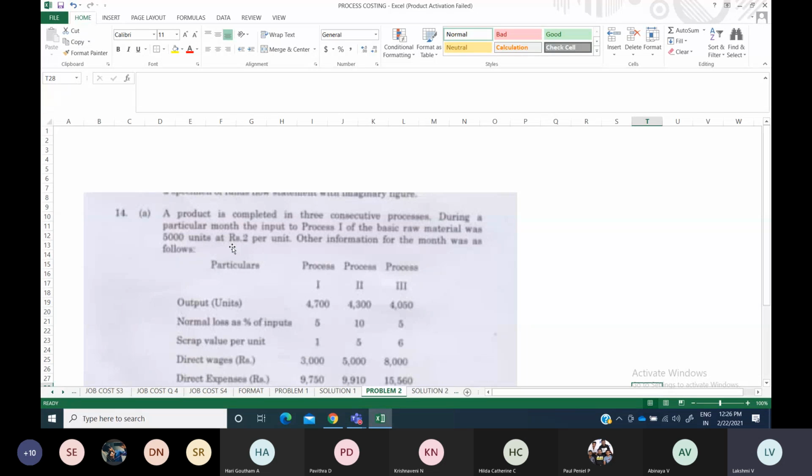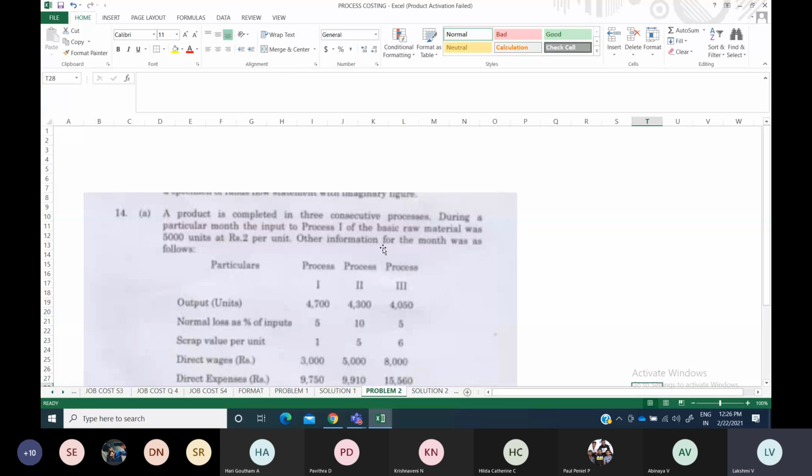In some questions, quantity and amount will be given and you have to find out the rate. Quantity and rate, if you multiply quantity and rate, you can get the amount. These are normal things that you must know.